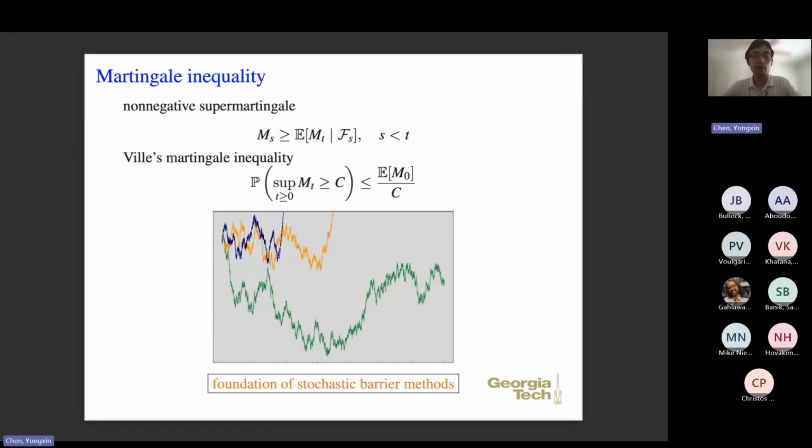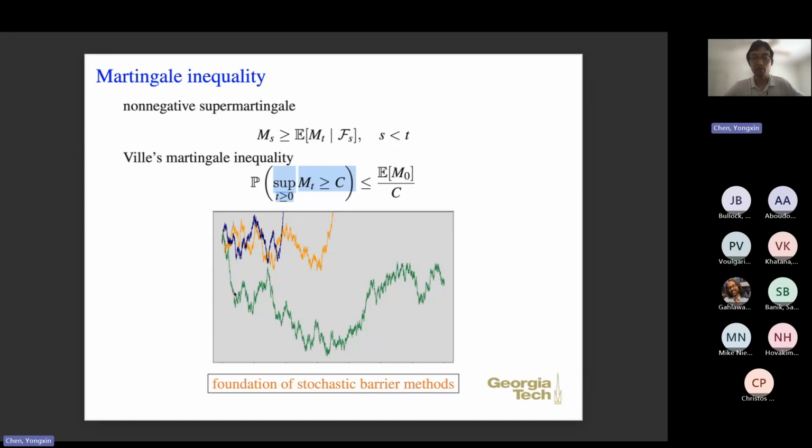Then for this type of stochastic process, there's a famous martingale inequality which tells you that the probability that the maximal value of this stochastic process over the entire trajectory is greater than this is going to be less than this value here. So this is a very important inequality, and this gives you the trajectory-level type of guarantee.